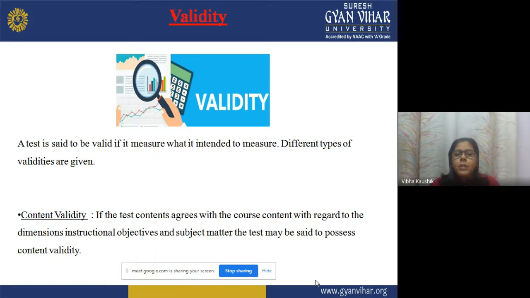If it's measuring the personality of the students, then we will not say that it is a valid test. Different types of validity are given. Now the first one is content validity. If the test contents agree with the course content, that means the test items should be related to the intelligence test, then only we will say that it has content validity. If the test contents agree with the course content with regard to the dimensions, instructional objectives, and subject matter, the test may be said to possess content validity.